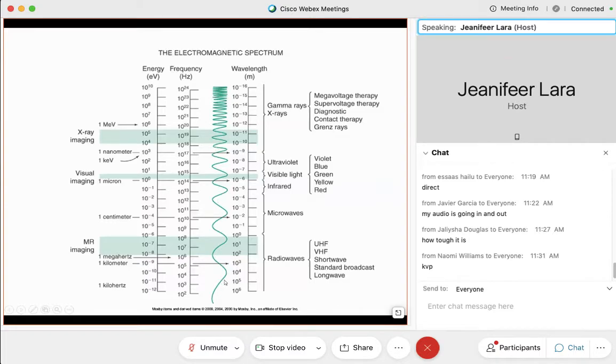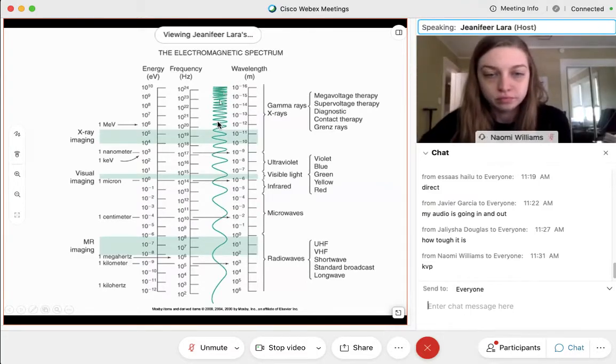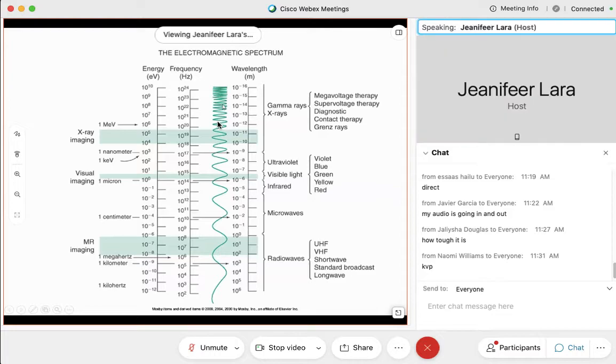What does this depict, Naomi? What is this a symbol of? That's the sine wave, and we use it for photons or X-rays or energy, correct?